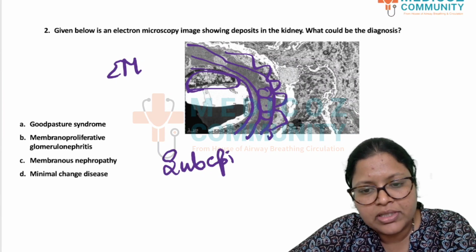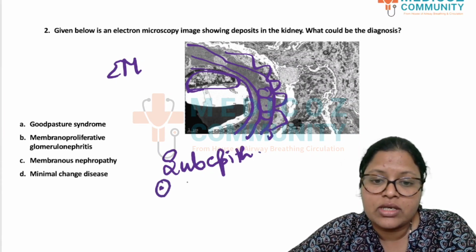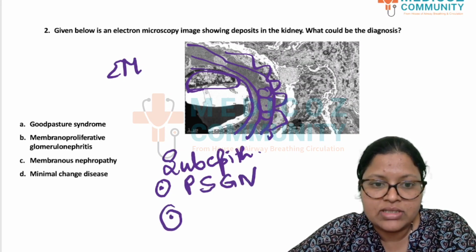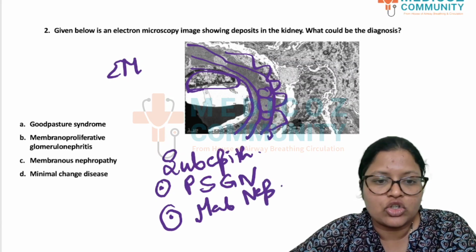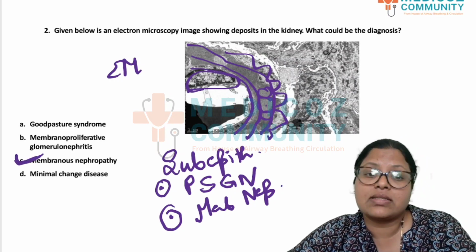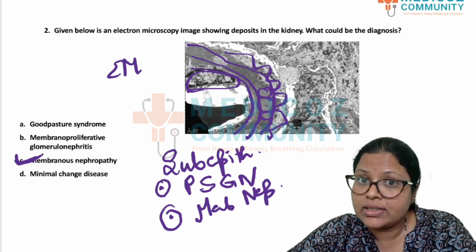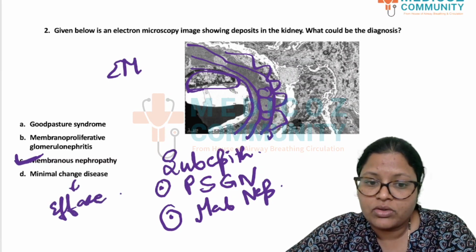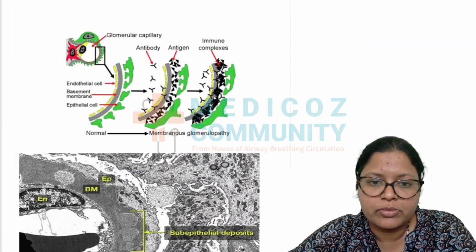Okay, subepithelium deposits are seen where? Only in two conditions. One is in your post-streptococcal glomerulonephritis. The other condition is your membranous nephropathy. Only two conditions. So automatically look, it is not PSGN and membranous is there. So the answer becomes membranous nephropathy. If it was minimal change disease, we already discussed last class, you would have seen effacement of podocytes, right? Okay, it's not this. Now, let's move on to membranous.